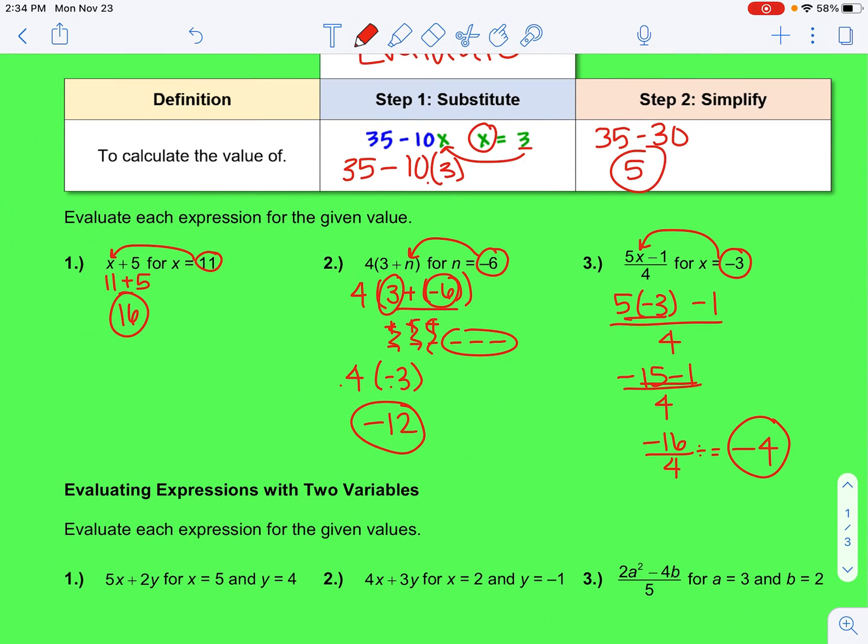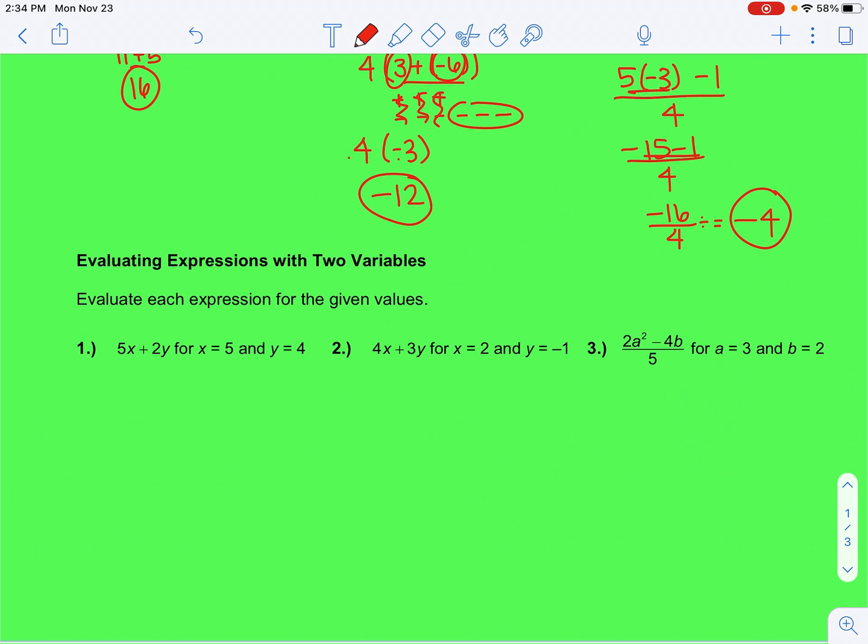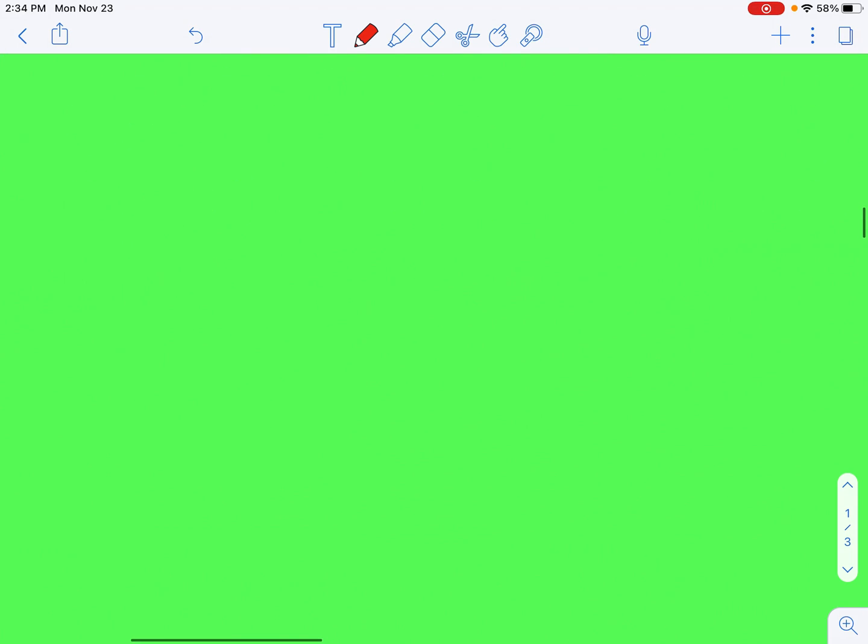If you have any questions up to this point, please let me know. Otherwise, we're going to move on to evaluating expressions with 2 variables. So let's look at number 1.